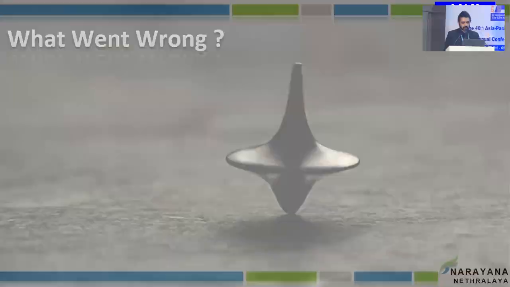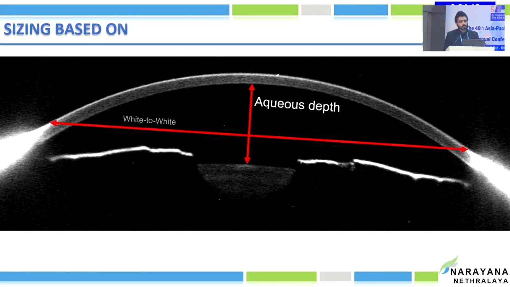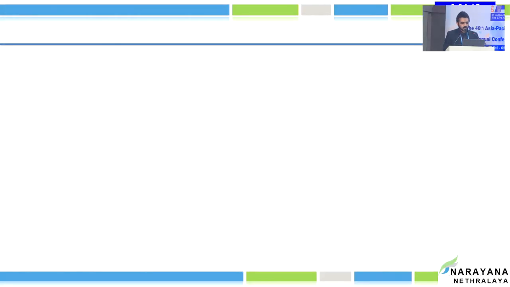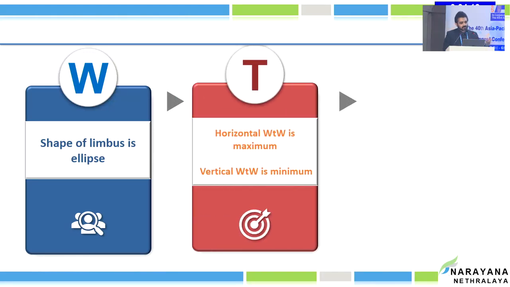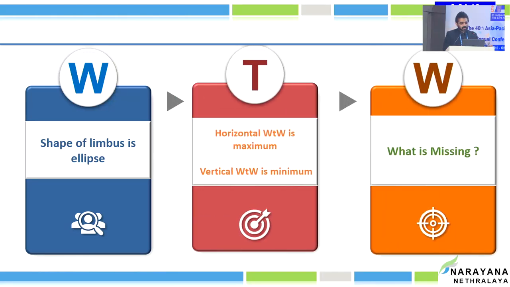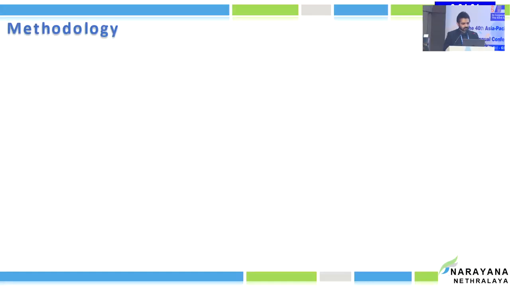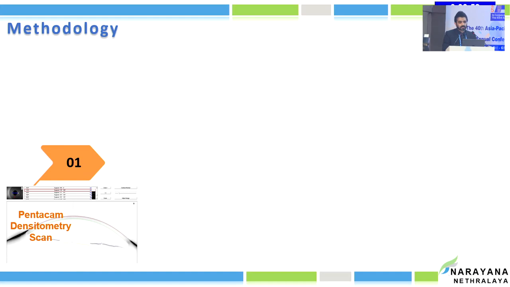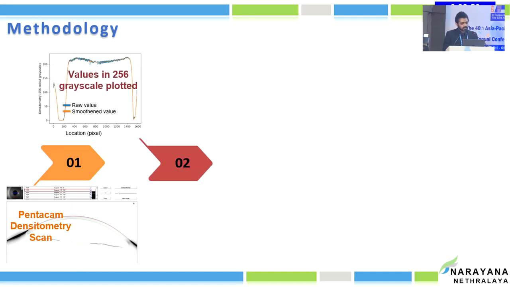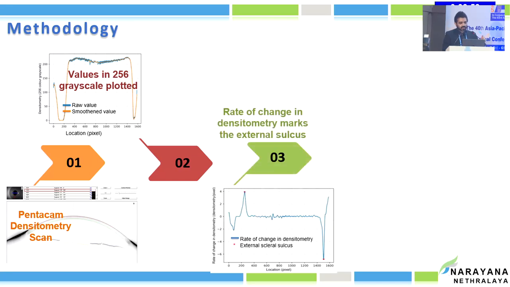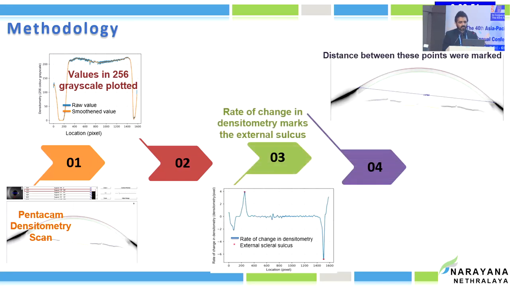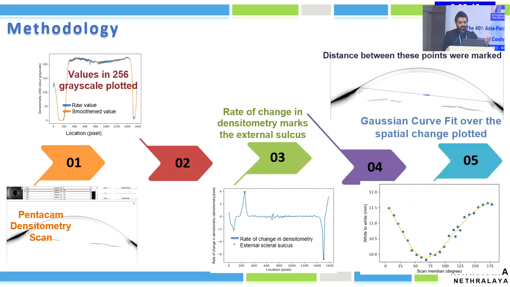Now, why do these vault surprises occur? This occurs because we rely too much on the horizontal wide to wide, and we make certain assumptions that the horizontal wide to wide is always the maximum and vertical wide to wide is always the minimum. So can we have a better way to predict the vault than what already exists? What we did is we took the Pentacam densitometry scan, we plotted the 256 grayscale, and then we saw the rate of change of densitometry, and then we marked the wide to wide at 360 degrees and took all of this data and plotted it.